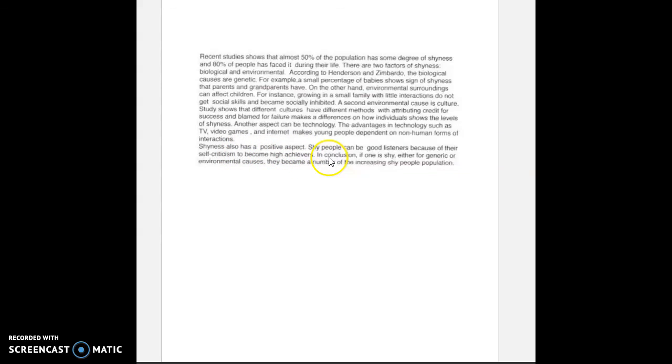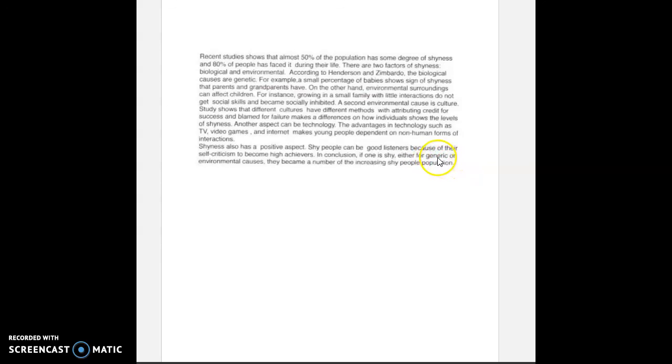Okay. And in conclusion, if one is shy, either for genetic, or environmental reasons, okay, if one is shy for these reasons, they became, okay, so this would be, they become, because this is a fact, a number of the increasing shy people population. Okay, you can add that.